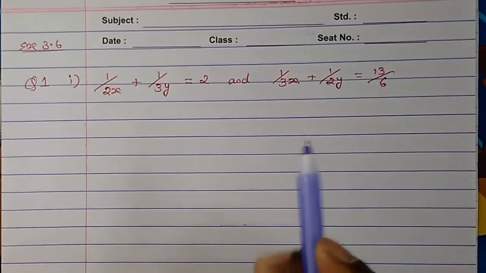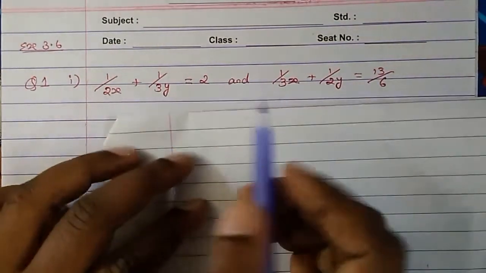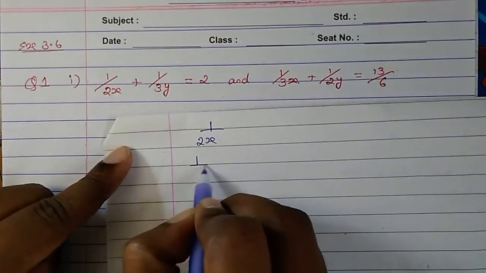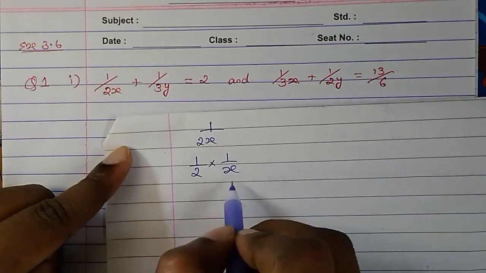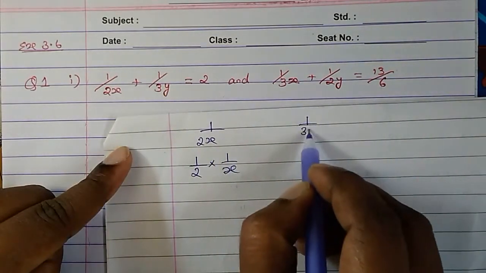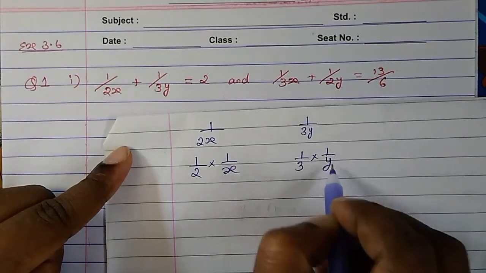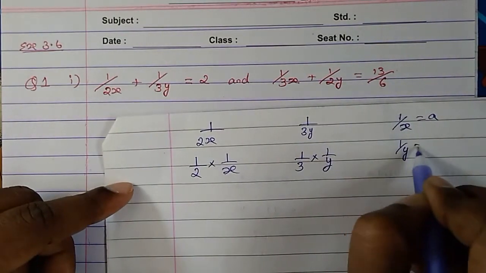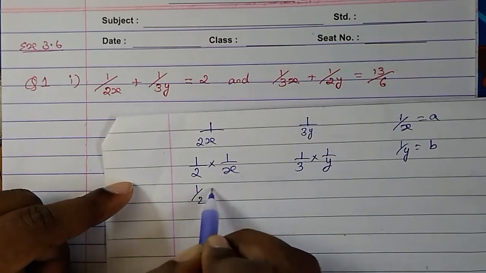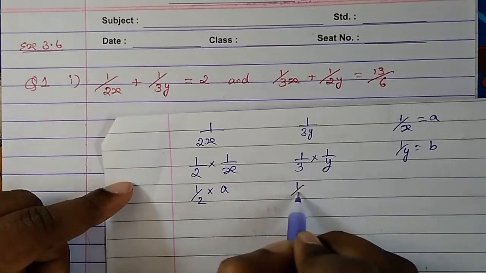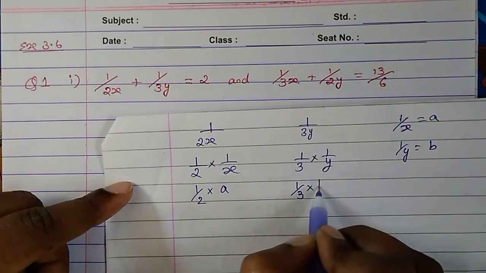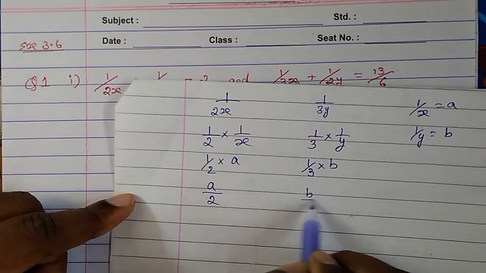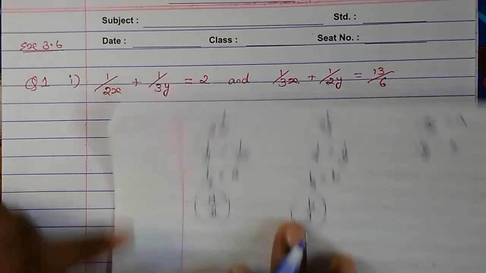So this is our first sum. How to convert this, I'll show you in rough form. See, this is 1 upon 2x, right? So this can be written like this, 1 upon 2 into 1 upon x. In the same way 1 upon 3y can be written as 1 upon 3 into 1 upon y. Now if I consider 1 upon x as a, and 1 upon y as b, then in the place of 1 upon x I will write a, and in the place of 1 upon y I will write b. So when I multiply, it will simply come a upon 2, and this will come simply b upon 3. That's how we are going to write here.